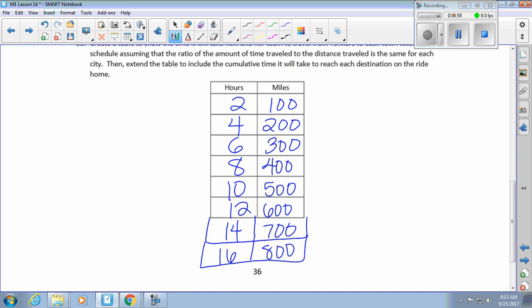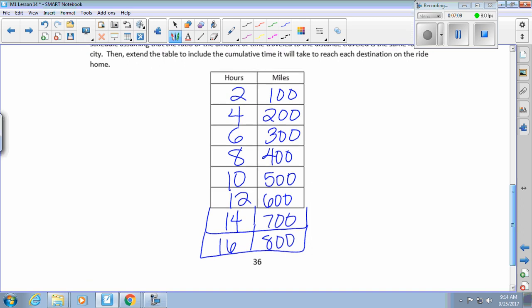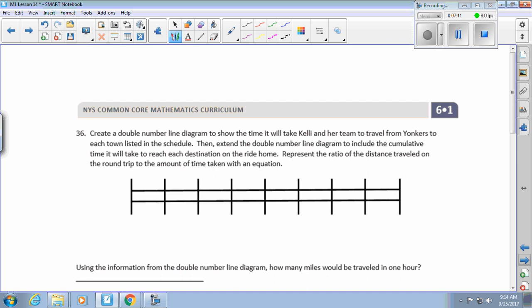William. 50. Very good. We're multiplying by 50. Does everybody see that? So that means in 1 hour, how far would they travel? Very good, Tim. 50 miles. So let's go ahead and fill this in on our double number line. So it's pretty much the same info. It's just in a different format now.